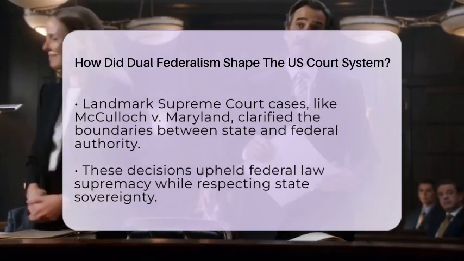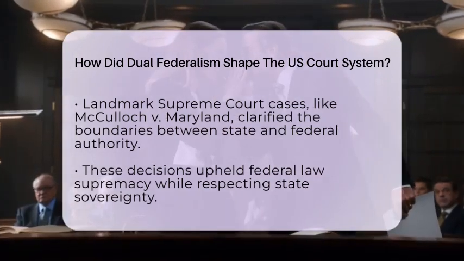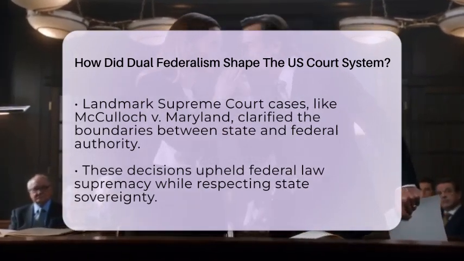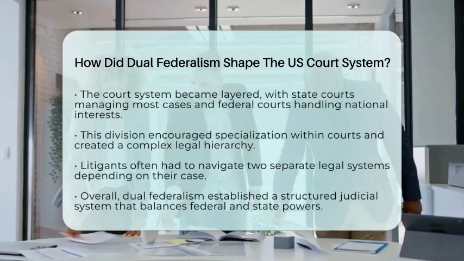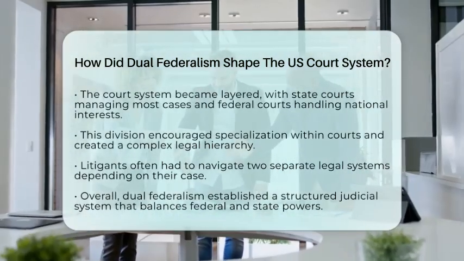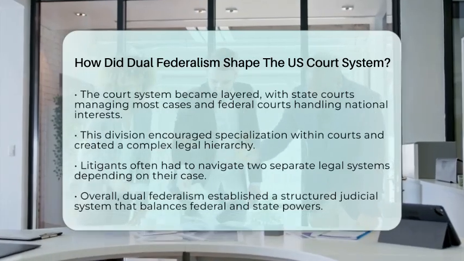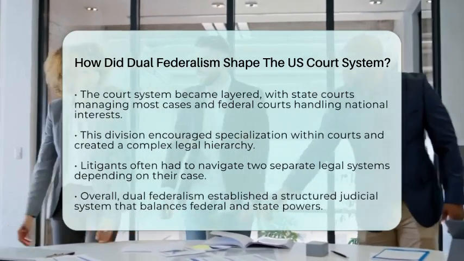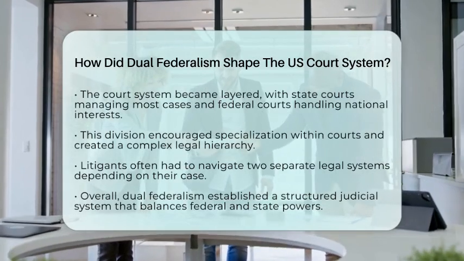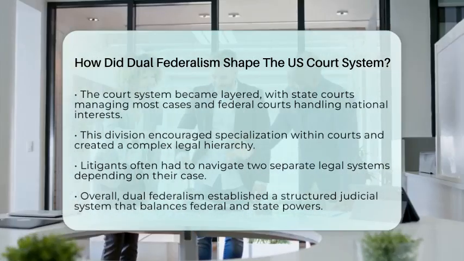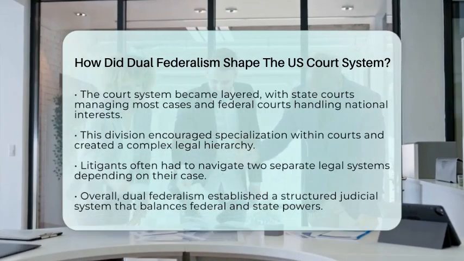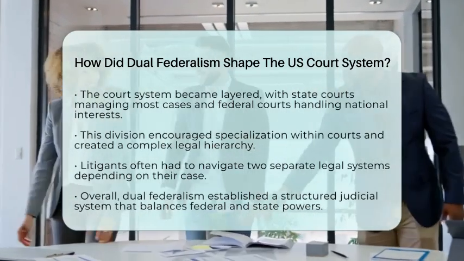Furthermore, dual federalism encouraged the development of a layered court system, with state courts handling most legal matters and federal courts resolving disputes involving national interests. This division fostered specialization and allowed courts to develop expertise within their jurisdictions. It also meant that litigants often had to navigate two separate legal systems, depending on the nature of their case.